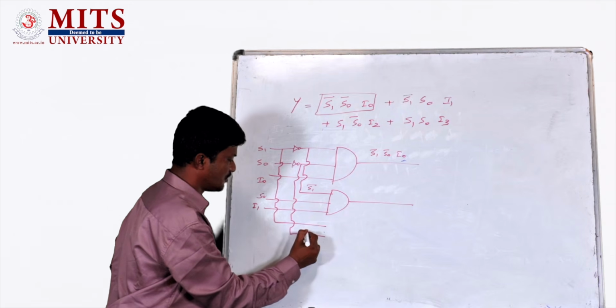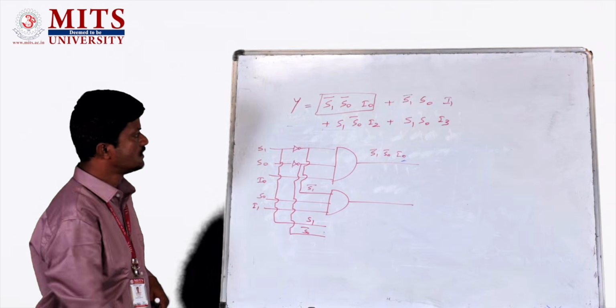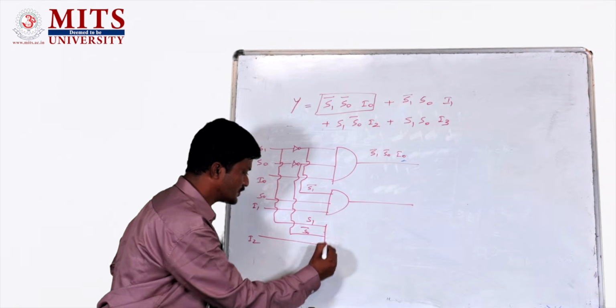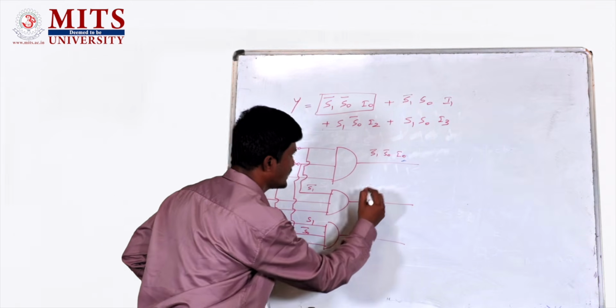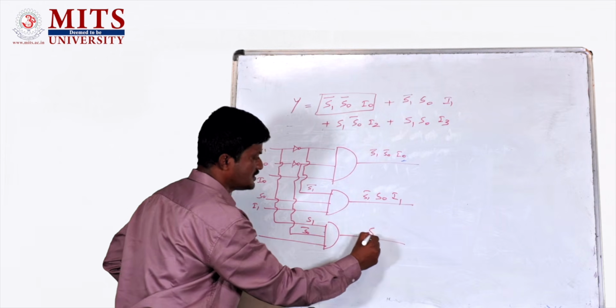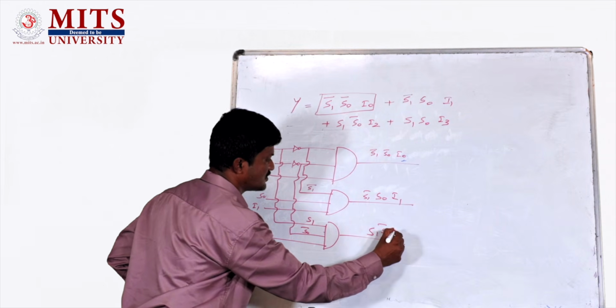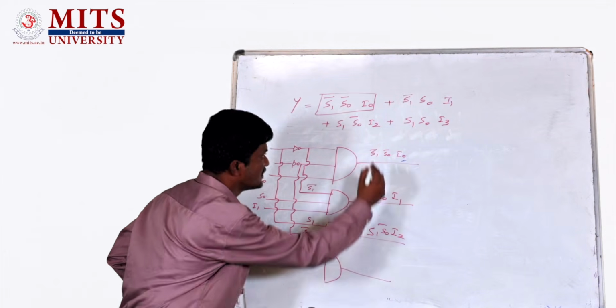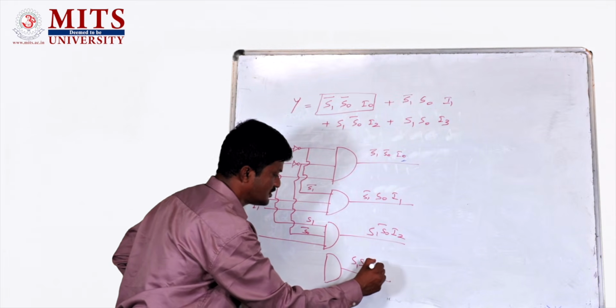This is S0 bar, S1, then data input I2. So again, a 3 input AND gate. Here the logic expression is S1 bar, S0, I1. Then the third is S1, S0 bar, I2. Then the fourth term, the output is S1, S0, I3.